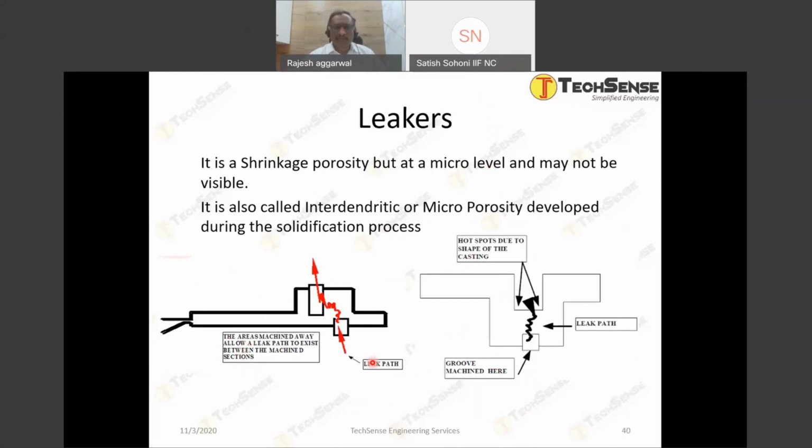As you can see how the leak path is getting generated and getting connected. The areas machined away allow a leak path to exist between the machined sections, right? Another example over here, you can see the leak path.